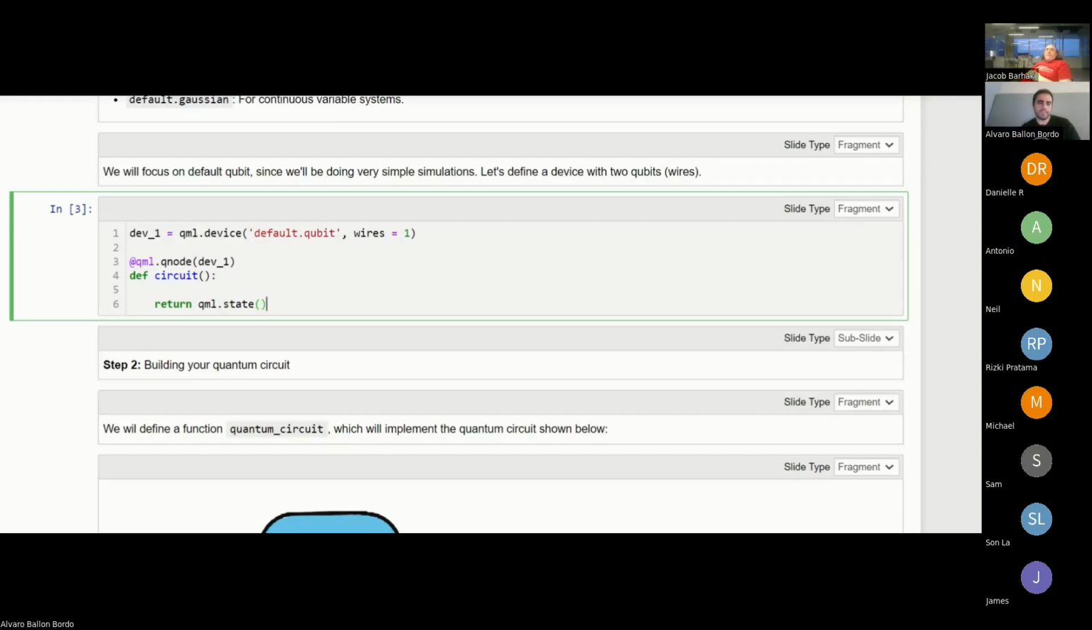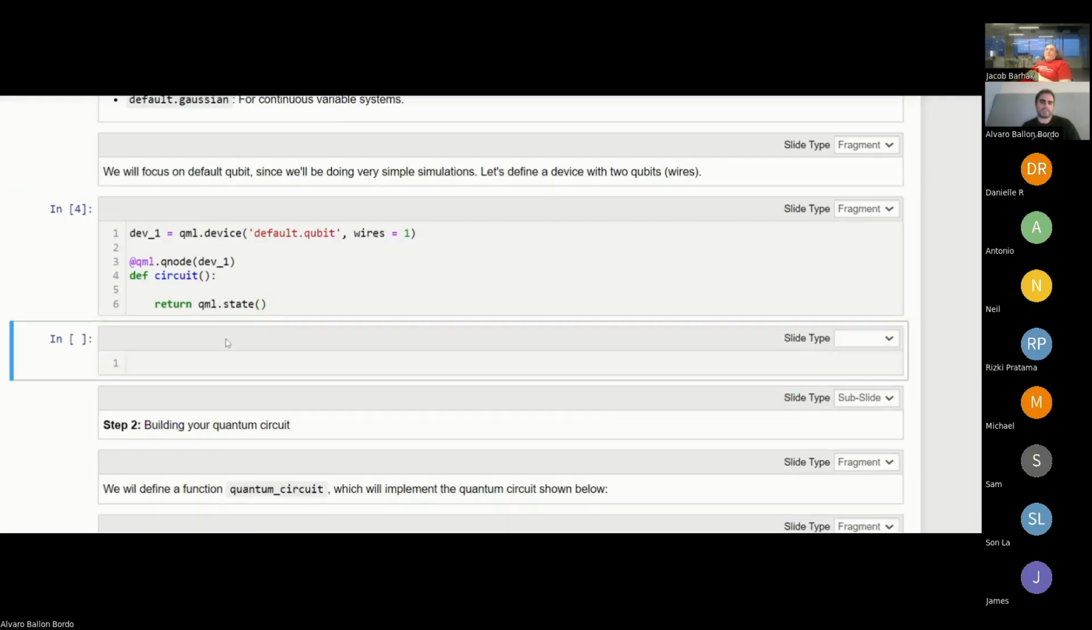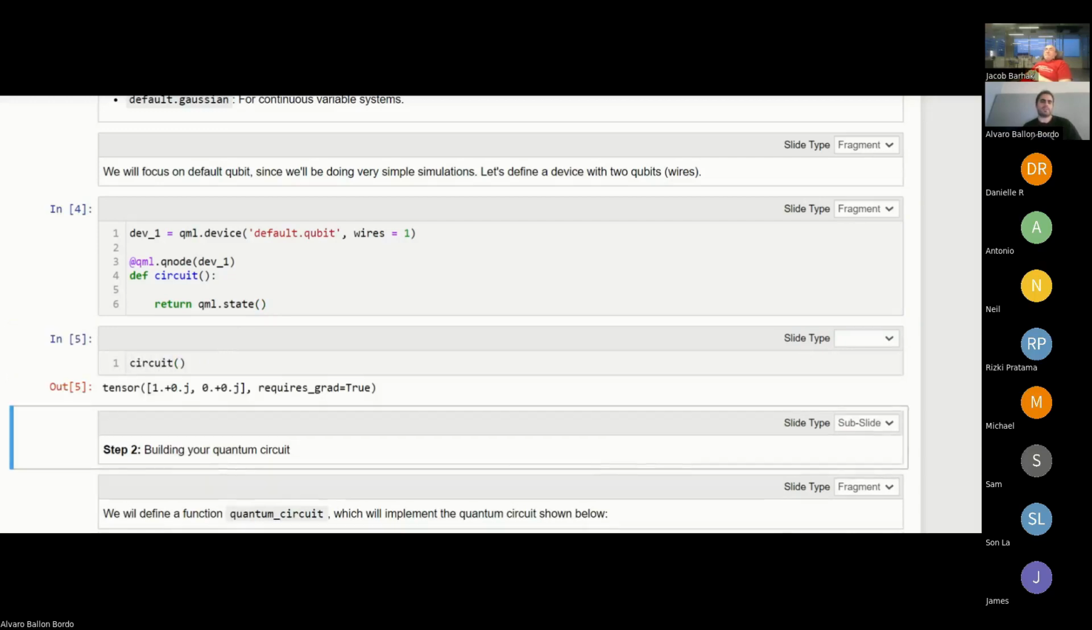So if I write this and then run circuit, I will get basically a vector, which is 1, 0. There's this imaginary number here. I told you that these were complex numbers, but this part is 0. So this is the vector 1, 0, right? I didn't do anything, and what was returned was 1, 0.